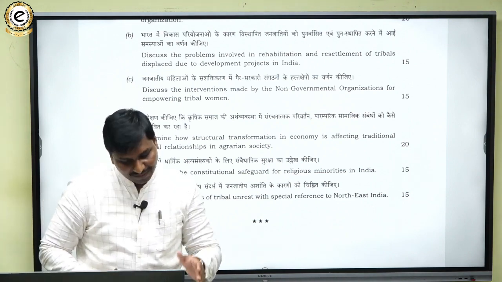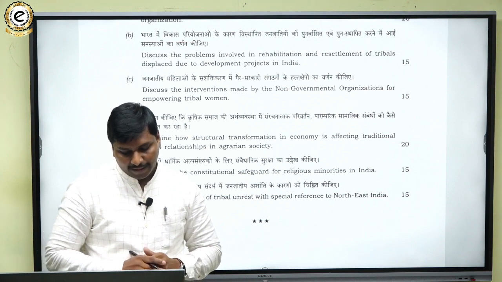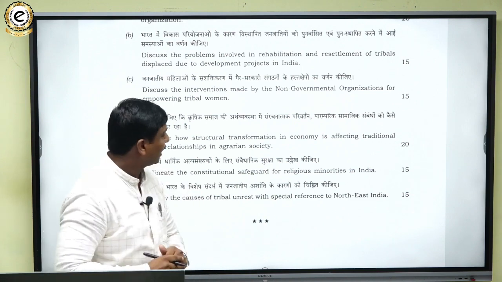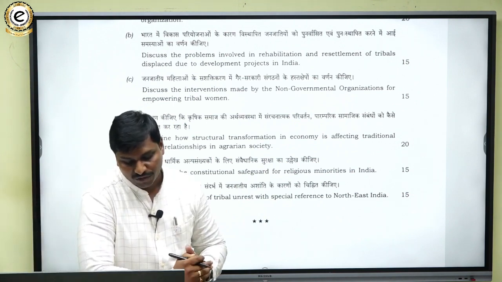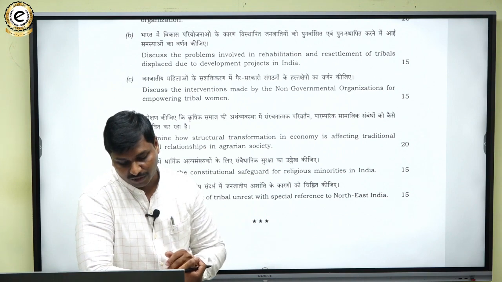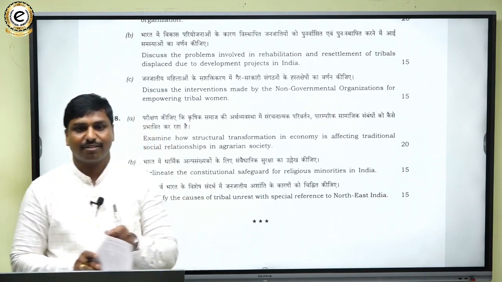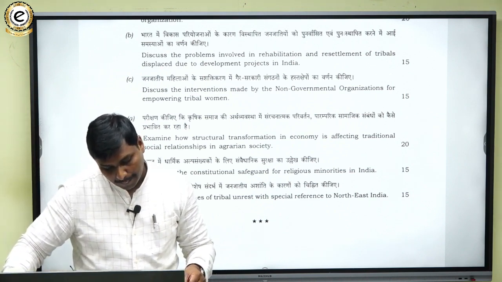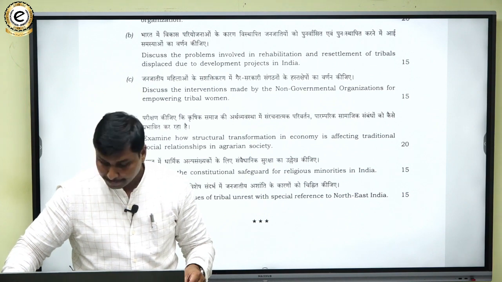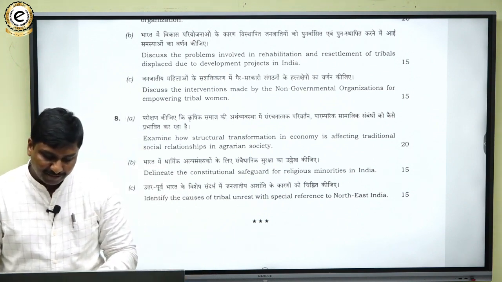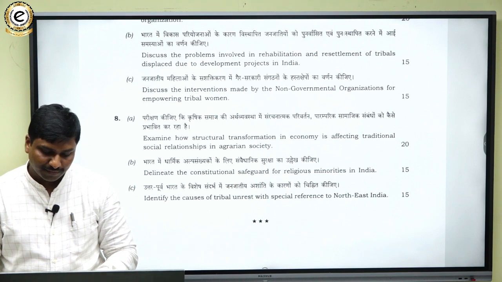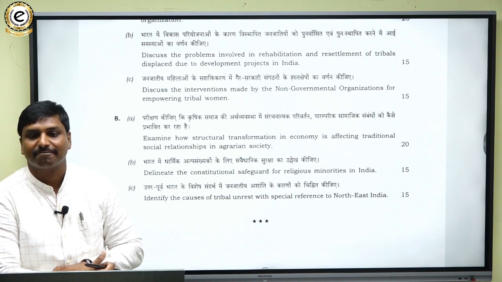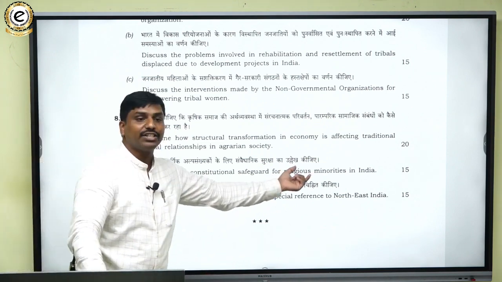As I was saying, look at class 84, the last line of class 84. There you can see constitutional safeguards of scheduled tribes and scheduled castes. That is one way. And look at class 77. In class 77, you have linguistic and religious minorities. So here they are asking about the religious minorities.